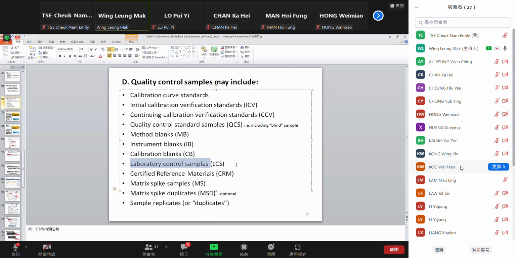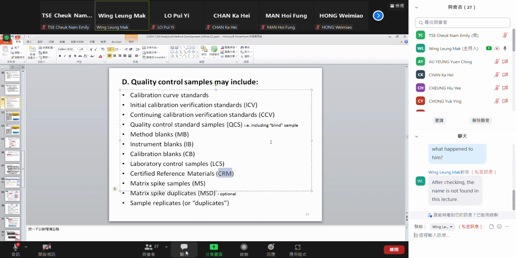Laboratory control samples. Those samples have been purchased by the laboratory and used for analysis for a very long time. You use these laboratory control samples to be tested alongside your real samples. If the LCS gives a result like the previous results in the history, that means your sample results are highly reliable.